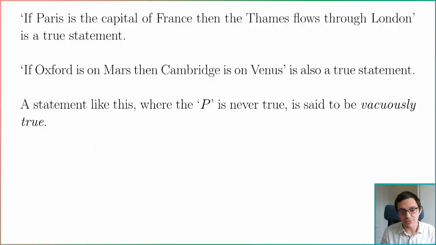In the middle on the screen, I have, if Oxford is on Mars, then Cambridge is on Venus, which is a true statement, even though both of those things are false. In fact, it's a true statement because both of those things are false. We allow this case as well: if they're both false, then the implication is considered to be true, even though there's obviously no logical link between those.